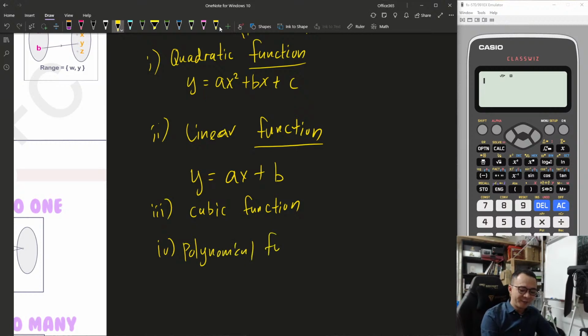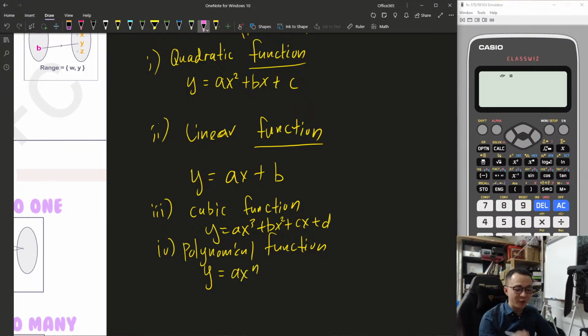So over here, all these functions have something in common. Cubic function is ax cubed plus bx squared plus cx plus d, and this is y equals, it can be ax power of n. So if you look carefully, whenever we call it a function, the y is always power 1.